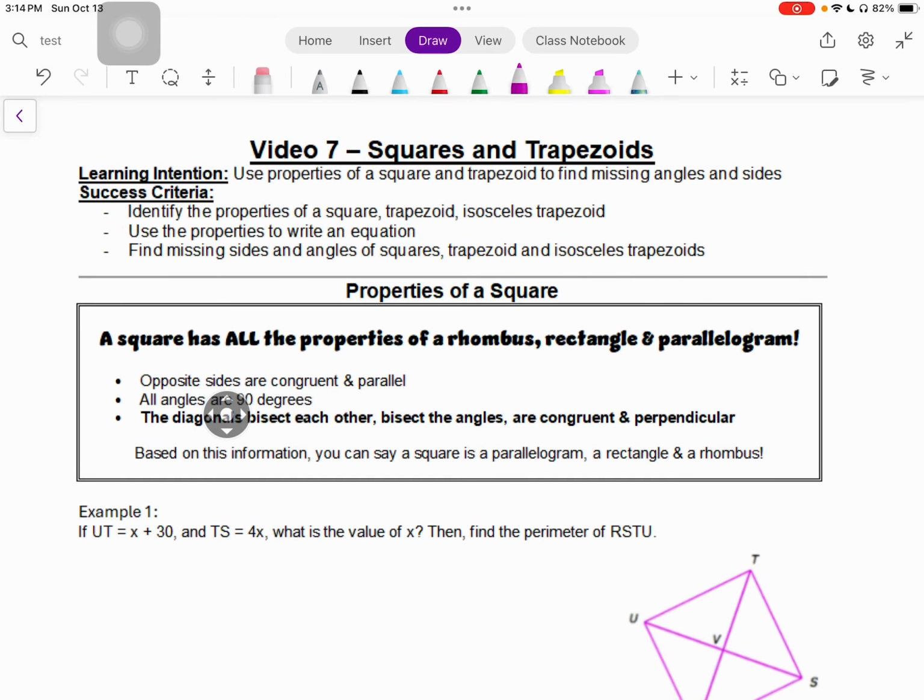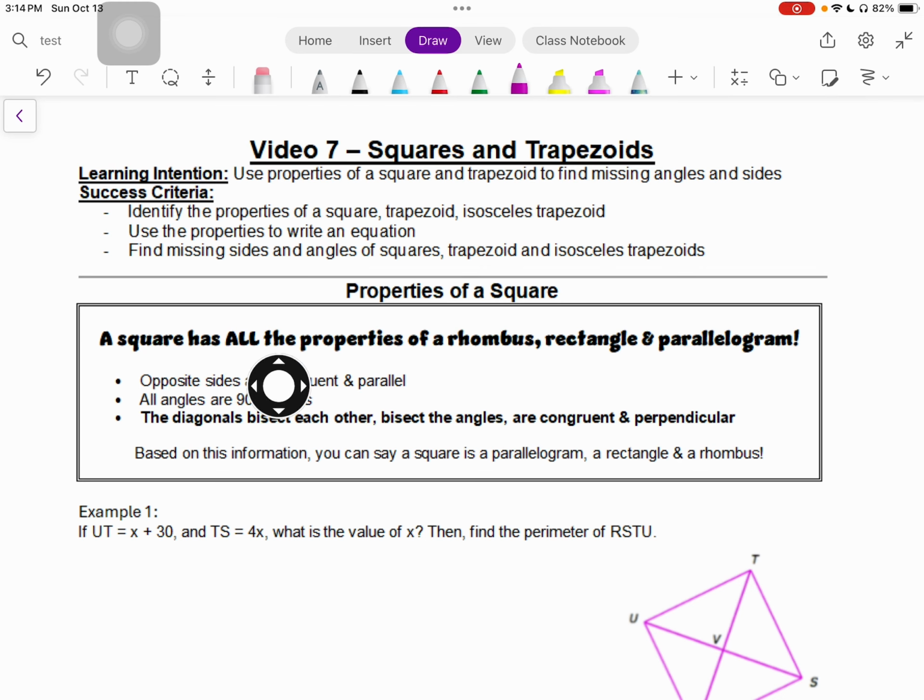Our last video of this unit, video 7, is going to cover squares and trapezoids. We're going to get our last two shapes figured out, all the properties that we need to know. I think we got 3 example questions, and then we'll move on to the mastery checks and the practice and the mastery check.